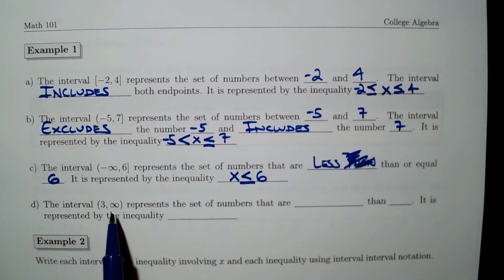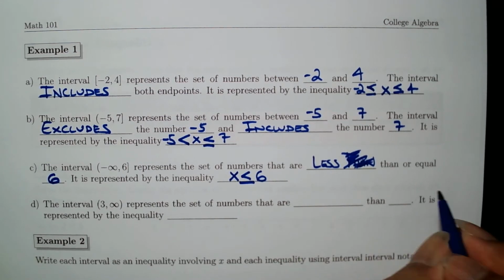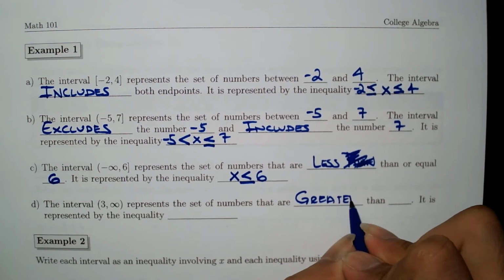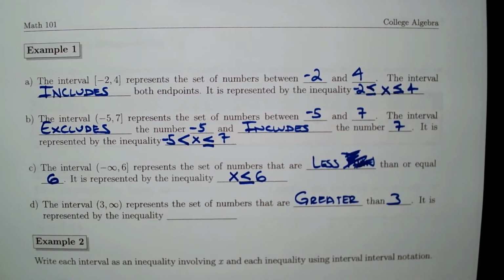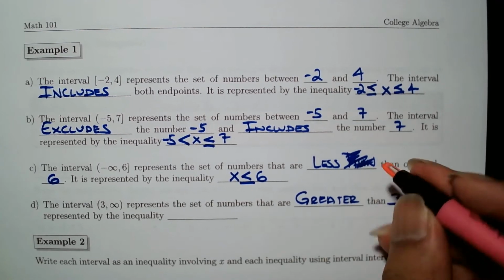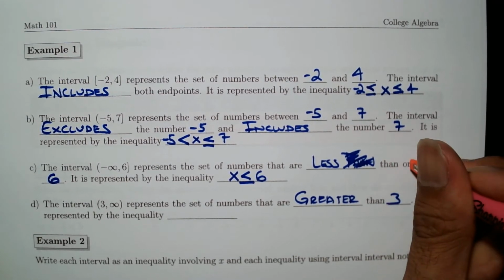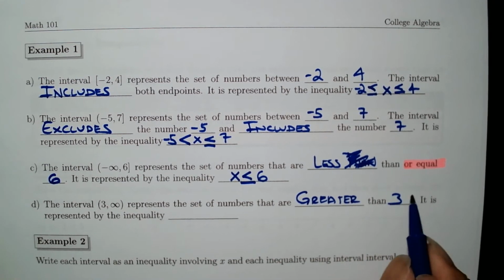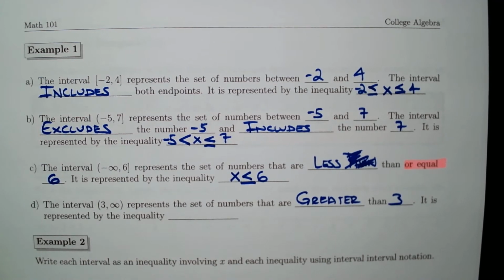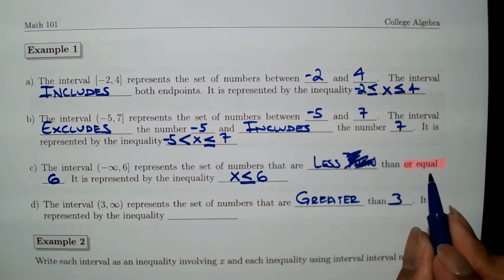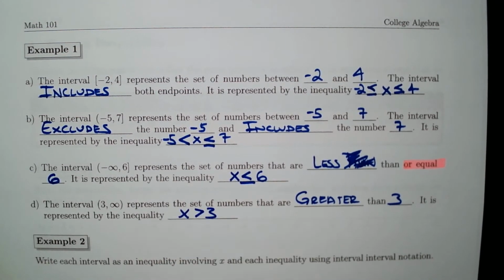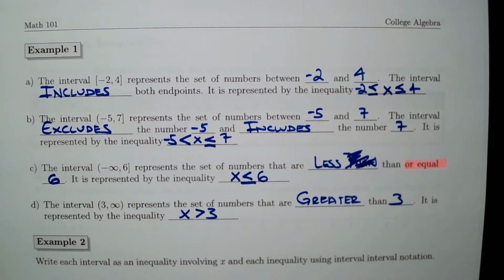Okay, so the interval 3 to infinity represents the numbers that are only greater than 3. Notice the lack of the words "or equal." In this case, we're missing the equal part because it's parentheses this time. We do not include 3; it's not equal to 3, only greater than 3. So x is greater than 3.